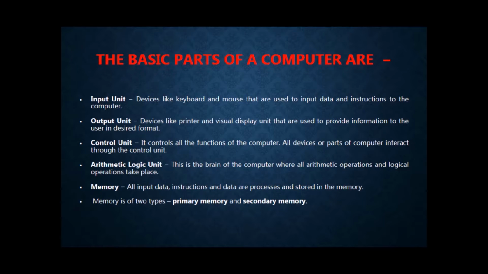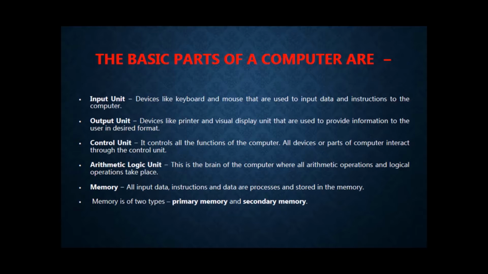Now, anything that you process, instructions will be stored in the memory. Now, the memory is of two types. That's primary memory and secondary memory. Now, I'll explain to you the main differences between those two. But I hope you've understood. You've gotten the basic parts of a computer.